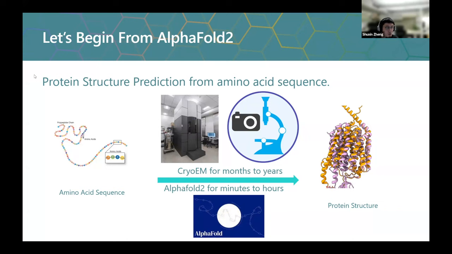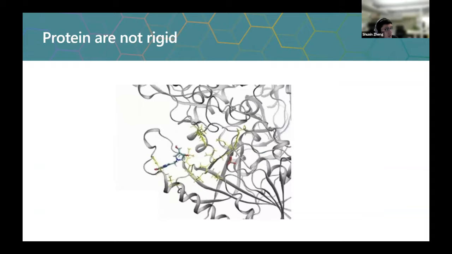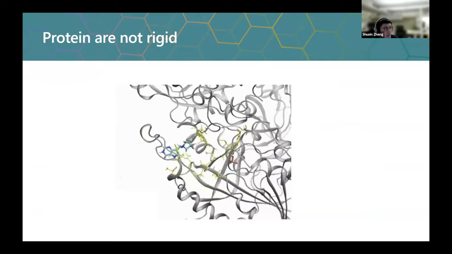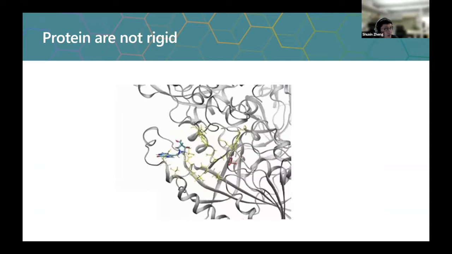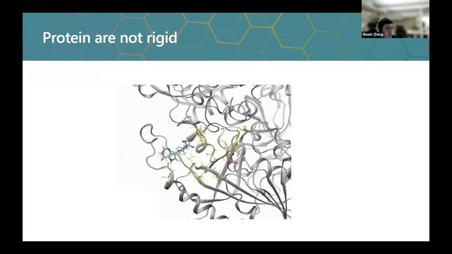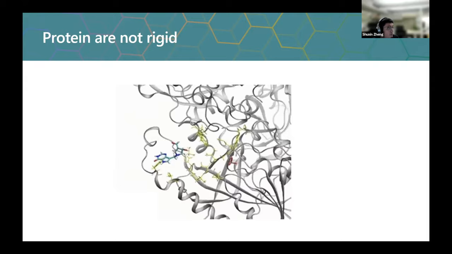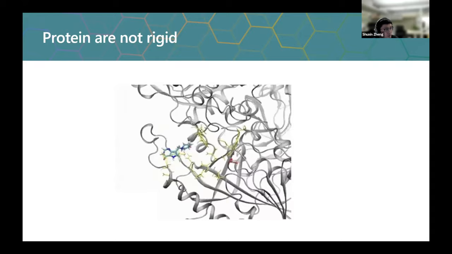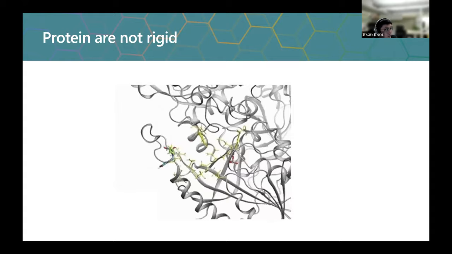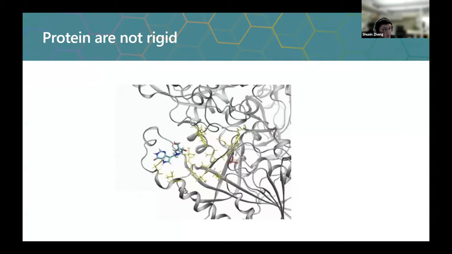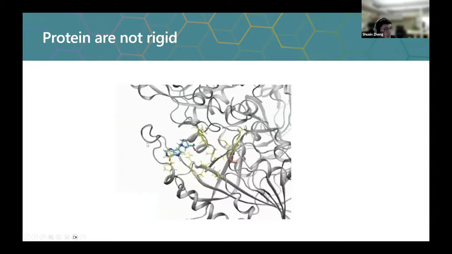But protein structure prediction is not the end of the story. In fact, proteins are not static entities, but dynamic ones. They can change their shape, conformation, and structure in response to different stimuli, such as temperature, pH, ligand binding, and post-translational modifications, and so on. These conformational changes are often essential for the function and the regulation of proteins. For example, some proteins can switch between different states to perform different tasks, such as enzyme catalysis, signal transduction, and gene regulation. Here you can see an animation of the protein dynamics as observed by molecular dynamics simulation.